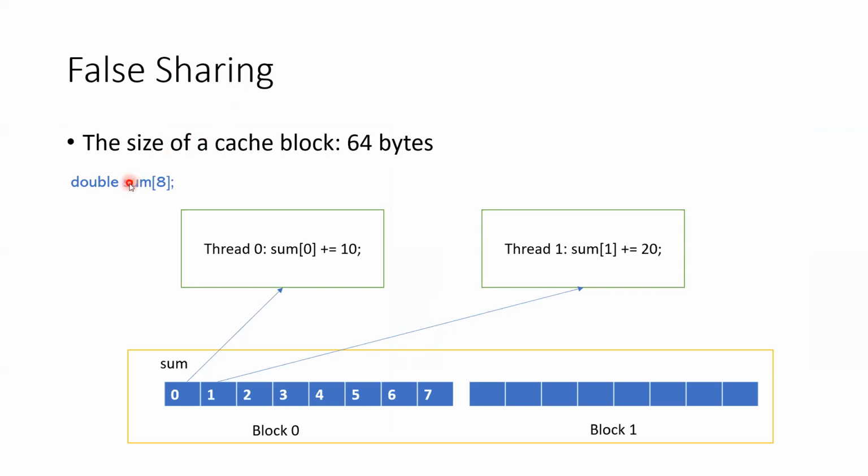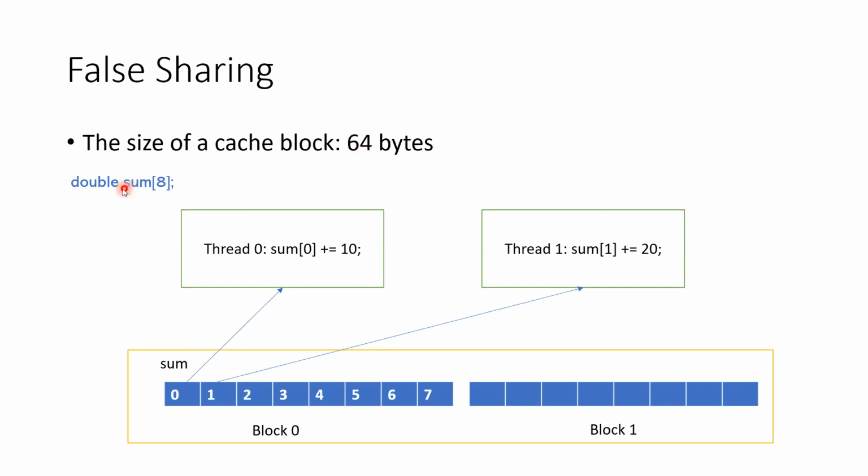Suppose you have a sum array of size 8. What exactly happens? This array allocates 8 consecutive elements starting from 0. A double is 8 bytes in size, and your L1 cache, I hope you are aware of L1, L2, L3 caches, L1 is the nearest cache to the CPU, and the size of that cache line is 64 bytes, and the CPU only interacts with that level of cache.